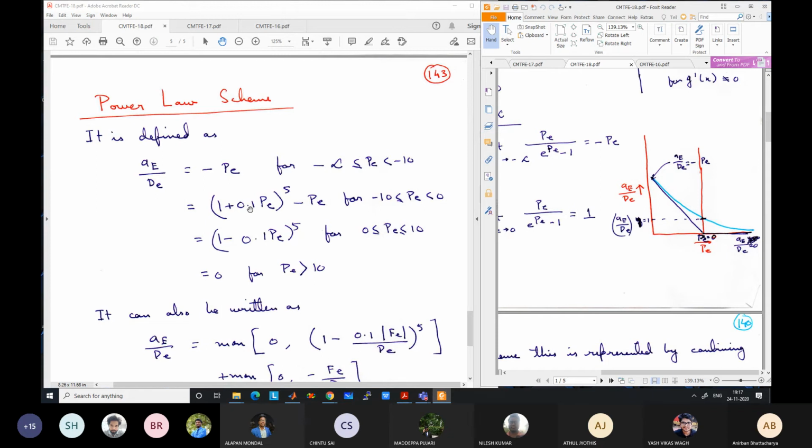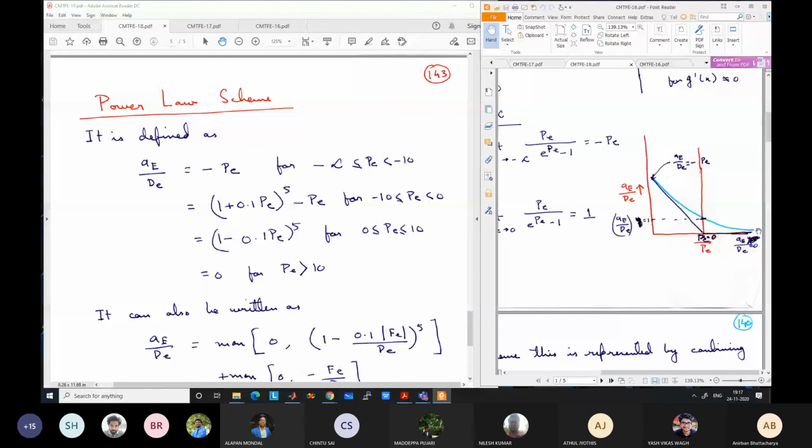What is this scheme? A by D is equal to minus P for very large negative values of P, when P is between minus infinity and minus 10. Instead of minus 2, now we are starting this equation from minus 10. At that point, it will be almost equal to minus P, with very little difference. For P greater than 10, which is a very large positive value, A by D equals 0. It mimics the same thing as the upwind scheme. So for P less than minus 10 or greater than 10, it is like the upwind scheme.